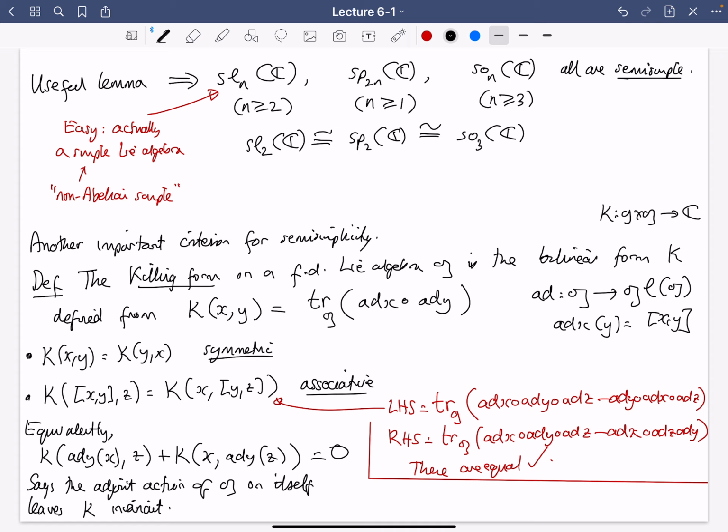We've talked about what it means for a Lie algebra to leave a bilinear form on some G module invariant. It's exactly this equation. In fact, I prefer not to use the word associative for this property. I actually prefer just to use the word invariant. So the killing form on a finite dimensional Lie algebra G is a symmetric invariant bilinear form.